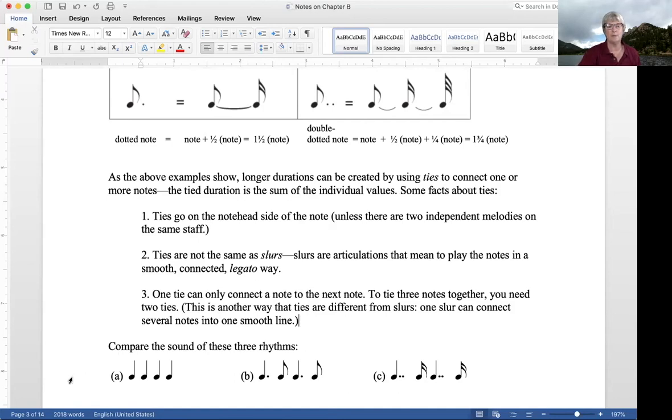Compare the sound of these three rhythms. Letter A is continuous quarter notes, so it would be something like ta, ta, ta, ta, ta, ta. By lengthening the quarter note and then shortening the second and the fourth note, we get a long, short pattern like this. Ta, ta, ta, ta. And by using a double dot and then shortening the remaining note even more, we get a really snappy sort of pattern. Ta, ta, ta, ta, ta, ta, ta, like that.